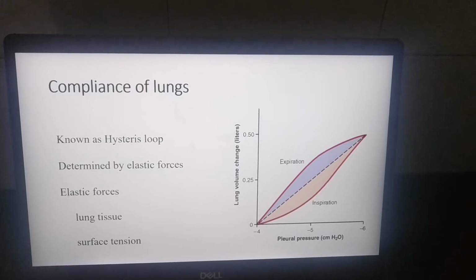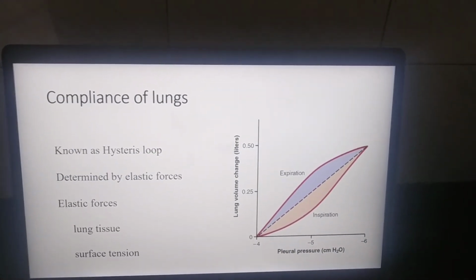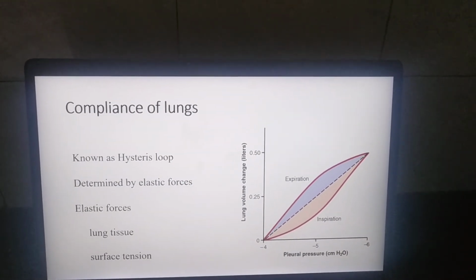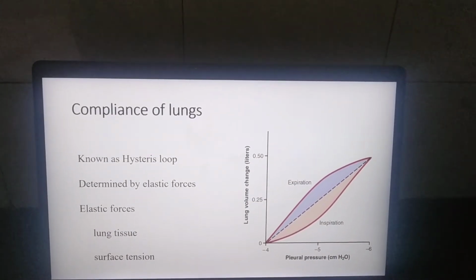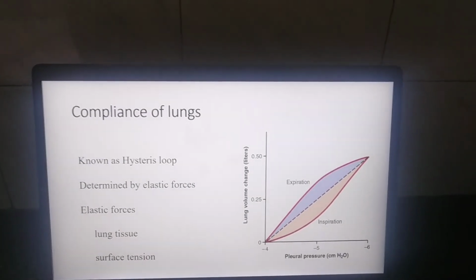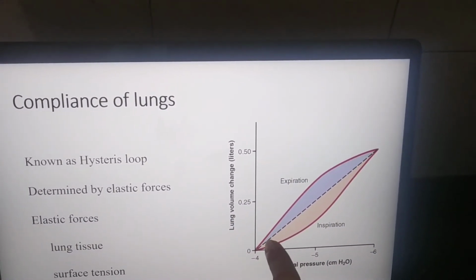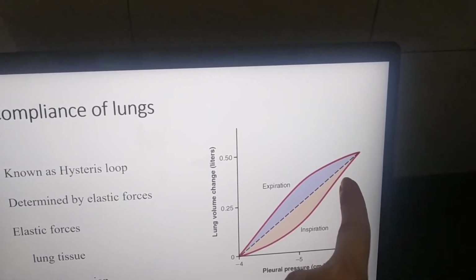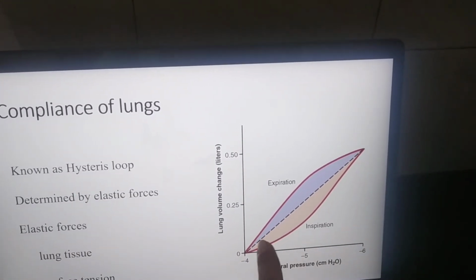Now what does this hysteresis mean? Compliance in the respiratory system does not follow the same path on application of a stimulus and withdrawal of a stimulus. That is known as hysteresis. In other systems, when you increase a parameter, the graph goes up, and when we decrease the parameter, the graph goes down following the same path.